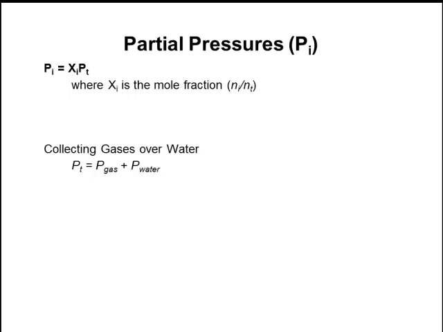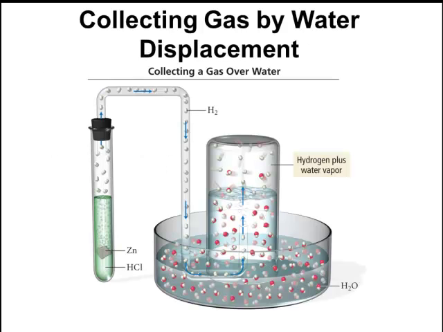Another thing that goes along with this is when we collect gases over water, we have to apply Dalton's law. The total pressure of a gas collected over water is equal to the pressure of the gas plus the pressure of the water. Let's look at a picture of this. Let's say I have a chemical reaction going on with zinc and hydrochloric acid. It's producing hydrogen gas, and I'm collecting that hydrogen gas in some sort of container.